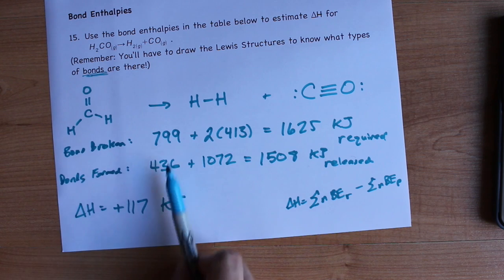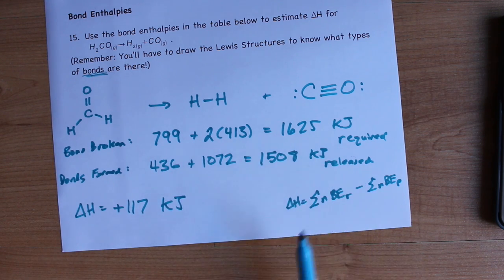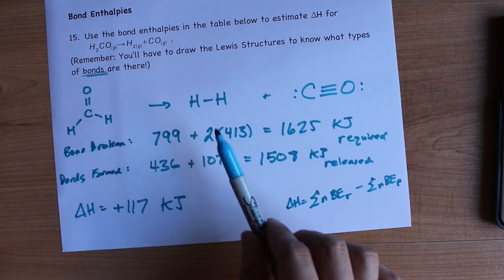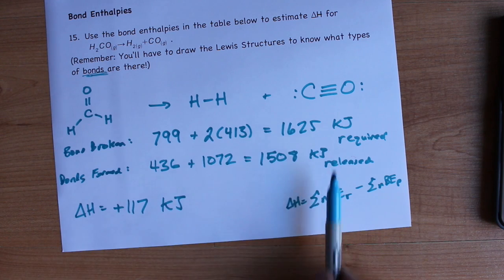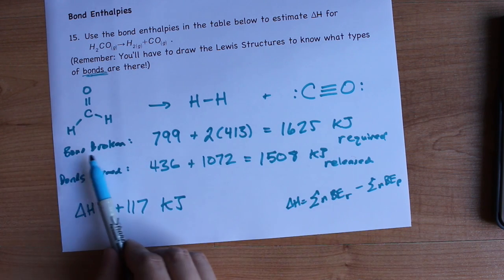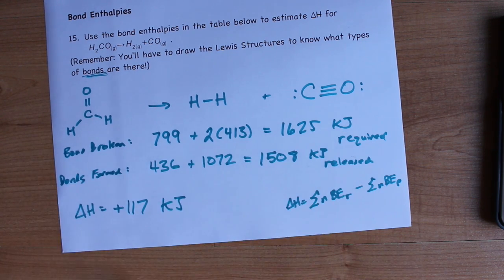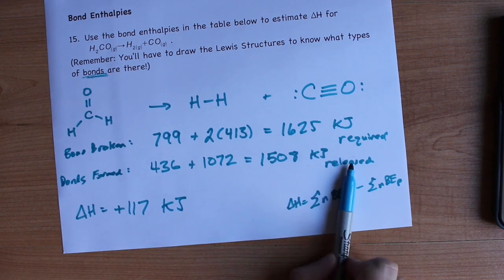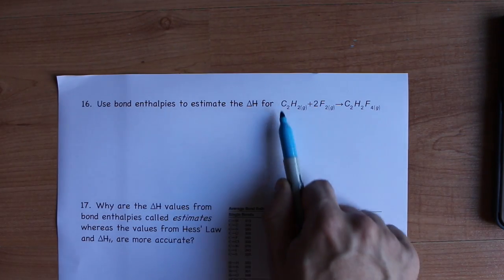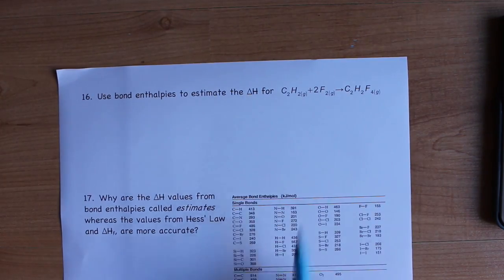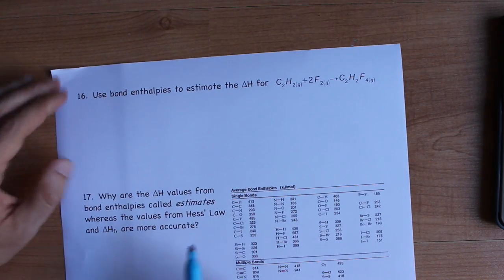I like breaking these apart into two separate ones. I think if kids do this on a test, they can get part marks, even if they make a mistake somewhere. And it makes it very explicit that you know that bond breaking requires energy and bond formation releases energy. Cool? Cool. We're gonna do it one more time for C2H2 plus F2 becoming C2H2F4.